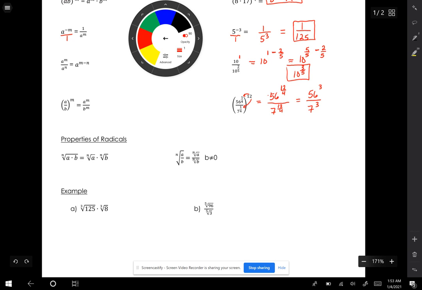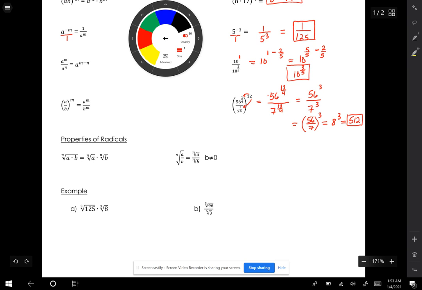Now, do we cancel out 3's or anything? No, but you could do this because they're the exact same exponent. You can do this. It's the same thing. And then you can simplify 56 divided by 7 is 8 to the 3rd power, which is 8 times 8 times 8, which is 512.